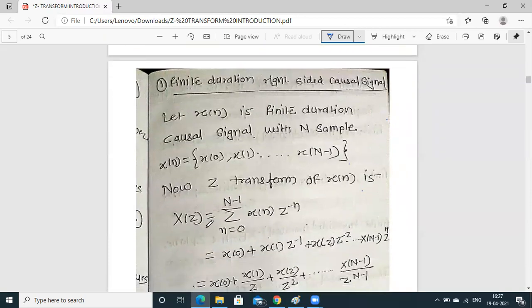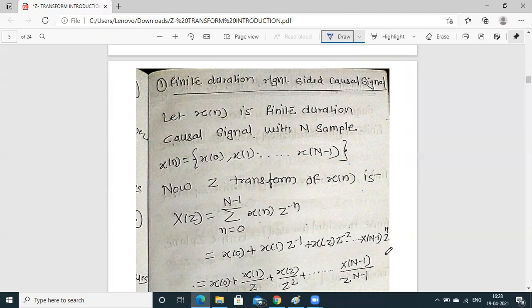So X of z is equal to the summation from n equal to minus infinity to plus infinity of x of n z to the power minus n. But we are defining this for the right-sided causal signal, so we are taking only the positive side, that is, from 0 to N minus 1 samples. Now we put the values of n, from 0 to N minus 1. So x of 0 plus x of 1 z to the power minus 1 plus x of 2 z to the power minus 2 up to x of N minus 1 z to the power minus (N minus 1).